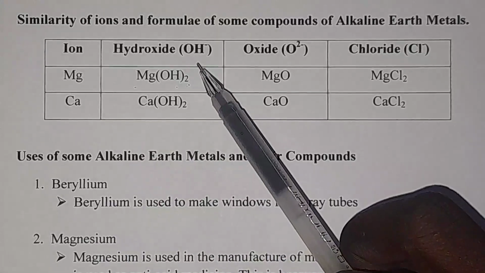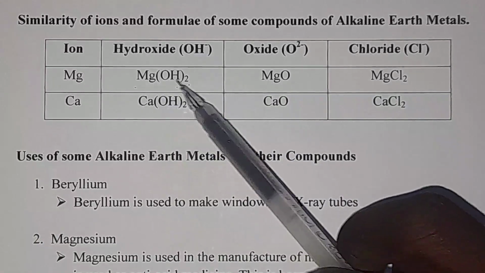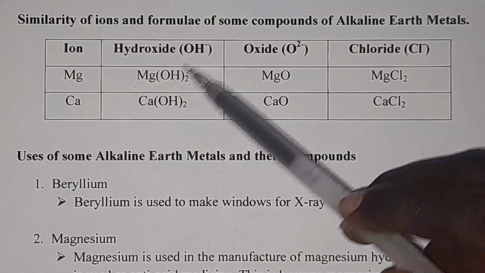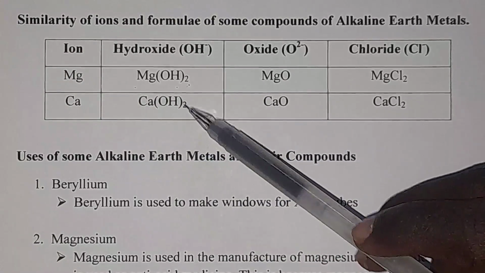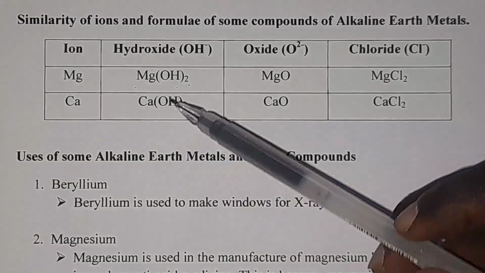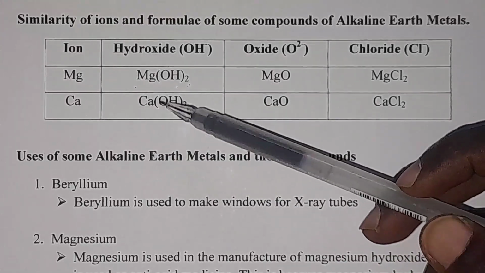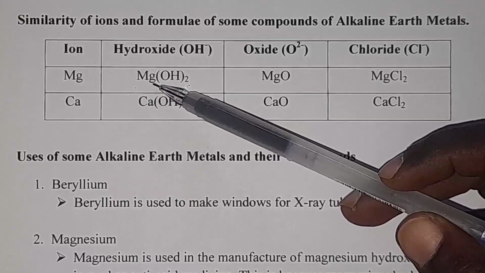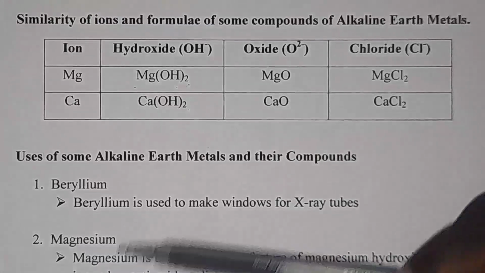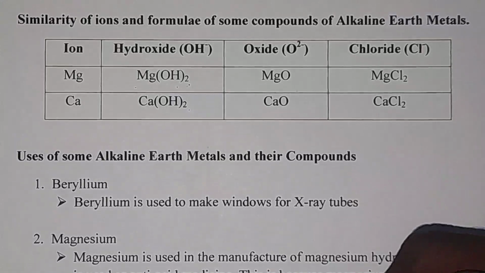The reason why we are putting the 2 down there is that magnesium has a valence of 2 and the hydroxide radical has a valence of 1, so exchange of valency will take place. Calcium reacting with hydroxide, we are going to get calcium hydroxide, which is written Ca(OH)2. If you know how to write magnesium hydroxide, it is very easy for you to know how to write calcium hydroxide, because you only change magnesium to calcium. The rest of the formula will be similar. We are dealing with similarity, and the reason why they are similar is because they have the same valency or valence electrons.